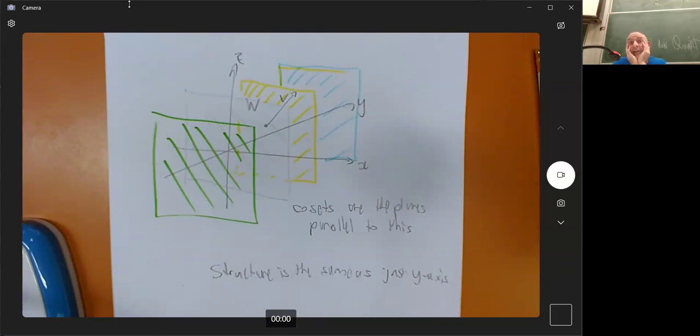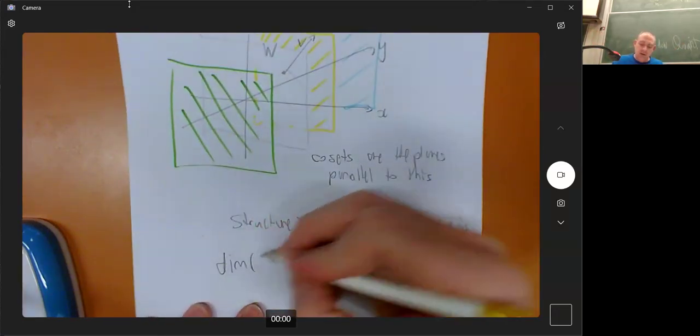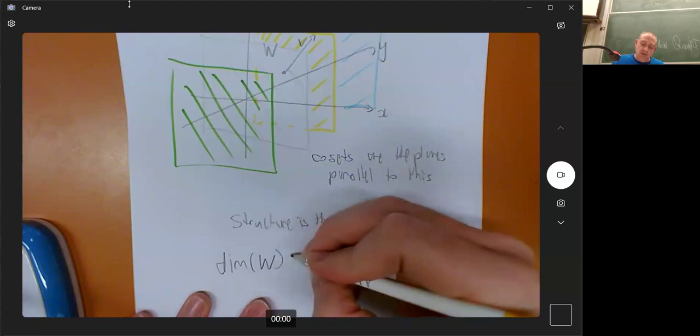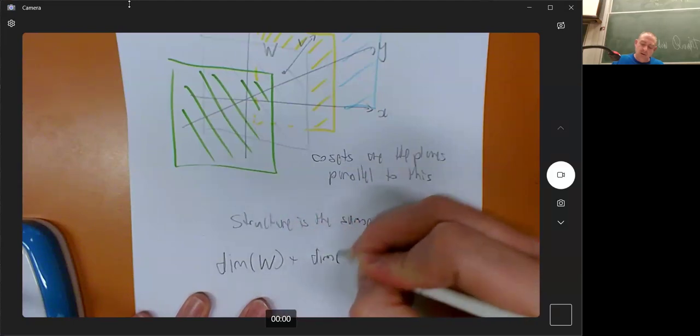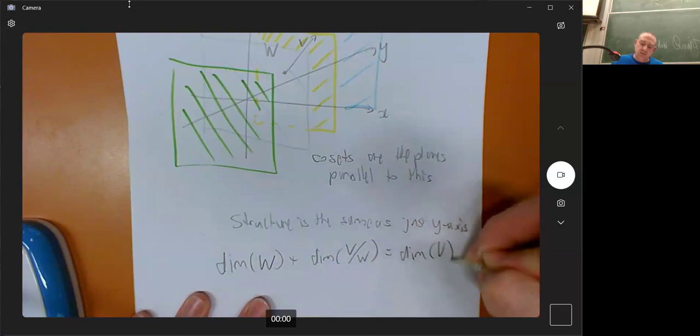You will see that we had a plane and the cosets of that plane behave like a line. And so that's a dimension 2 plus a dimension 1, which is dimension 3, which is the dimension we're in. And so there is a theorem that says the dimension of the subspace plus the dimension of the quotient space is the dimension of the big space.